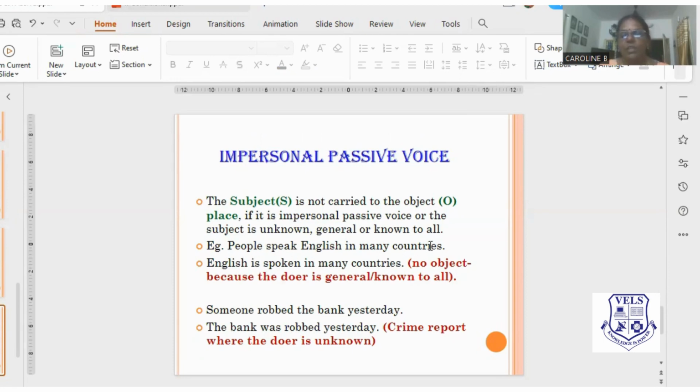People speak English in many countries. English is spoken in many countries. Someone robbed the bank yesterday. Instead of saying someone, we can use impersonal passive voice. The bank was robbed yesterday because we don't know who robbed the bank.